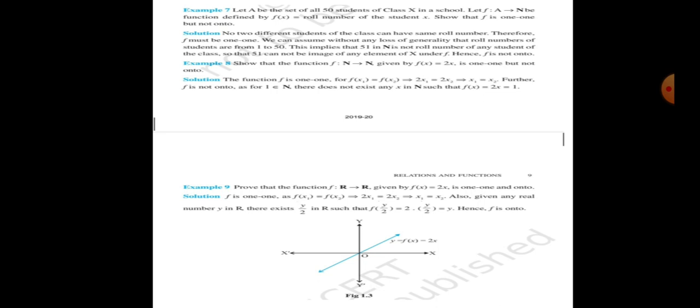If the two elements are equal, that means this function is what? This function is 1-1, because we proved it for all the elements. We took general elements, we did not take unique elements, right? We did not take a particular case, we took the general one. So if it is holding for every number, then this function is 1-1, right? But this is not onto. Why is this not onto?